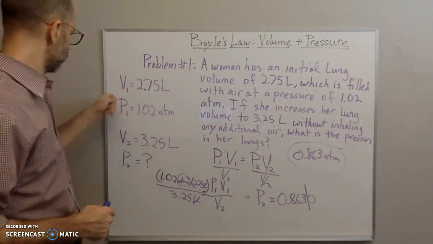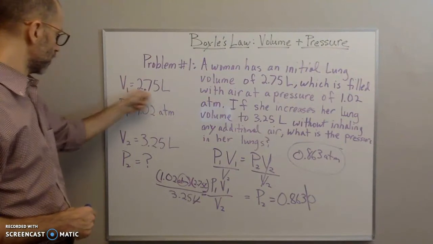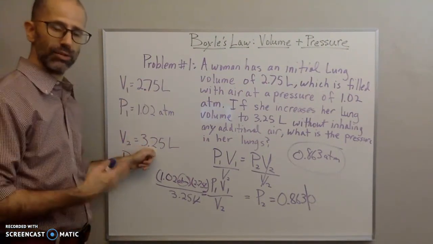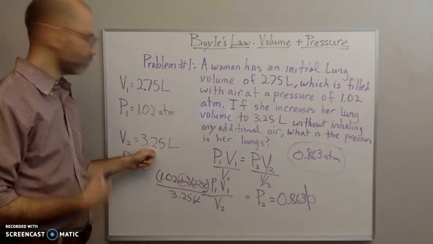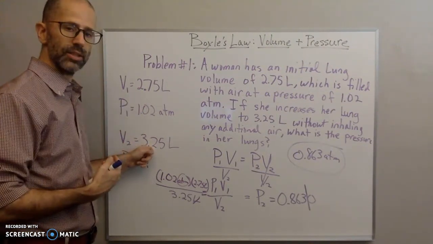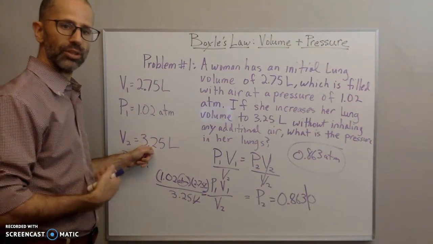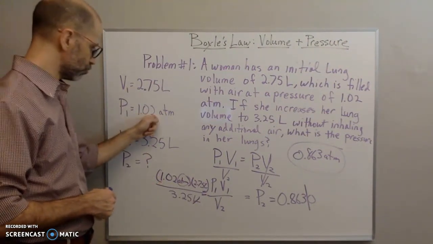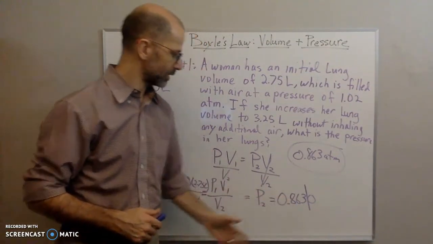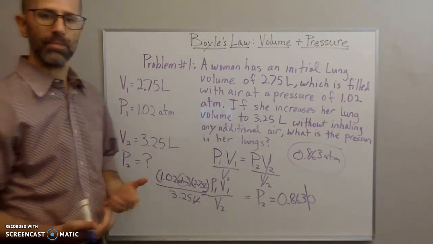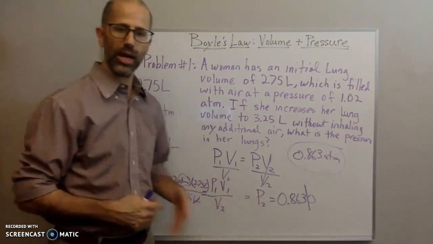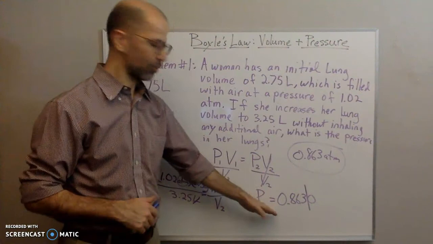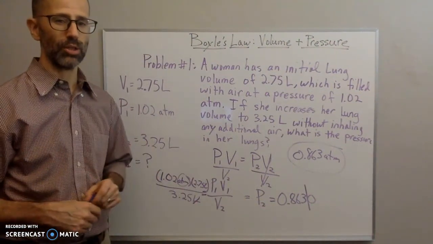So the volume increased, right, 2.75 to 3.25, it increased. So if the volume increases, then you would expect the pressure to decrease. And so you went from 1.02 and it decreases to 0.863. So that's expected. So that's a good way to check to make sure at least your answer makes sense. If you had an increase in pressure, then something went wrong somewhere.